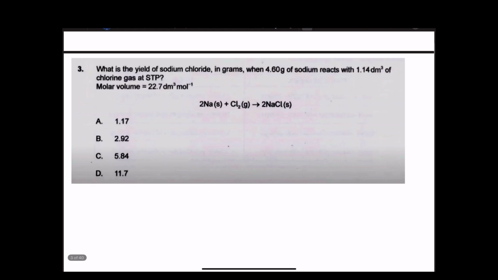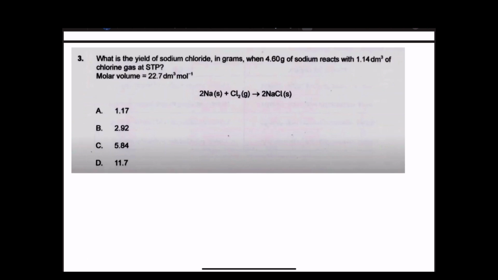Moving on to question 3, we have to find the yield of sodium chloride when 4.6 grams of sodium reacts with 1.14 dm cube of chlorine gas at STP. So let's start by finding the moles of sodium and chlorine. So moles of sodium would be 4.6 divided by the molar mass of sodium, 23, which is 0.2. Moles of Cl2 would be 1.14 divided by 22.7.